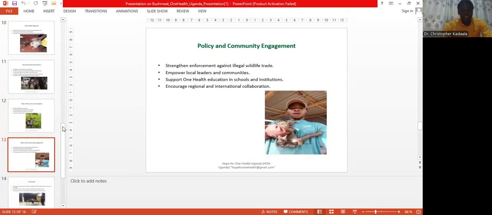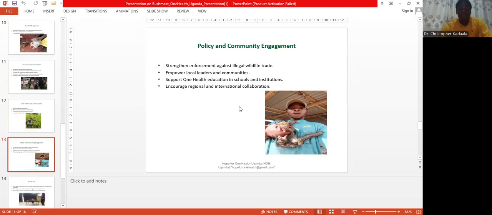Policy and community engagement, that's slide 13. Strengthen enforcement against illegal wildlife trade. I think we need to also advocate through the Wildlife Authority of Uganda to strengthen enforcement, empower local leaders and communities, support One Health education in schools and institutions to equip the young ones with the knowledge of zoonoses and the challenges encountered in deforestation and the environmental degradation.